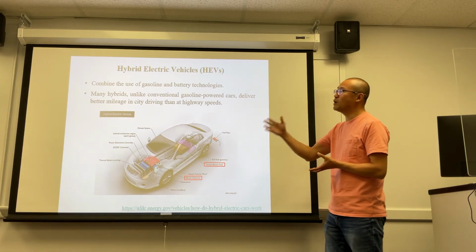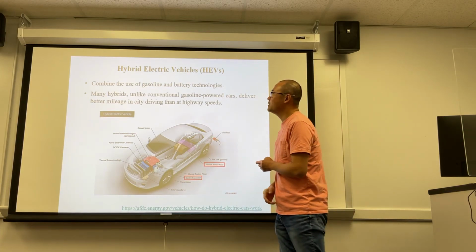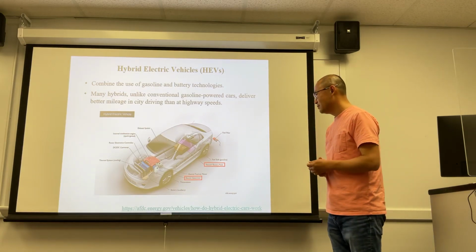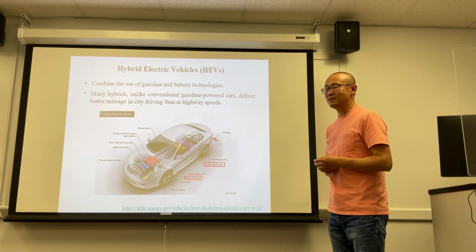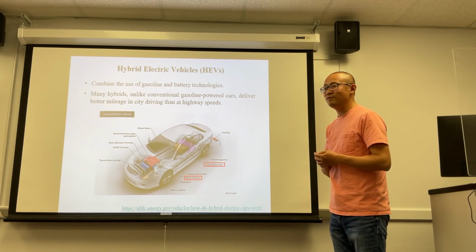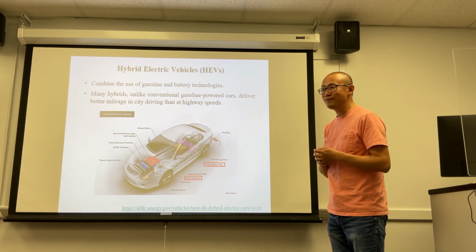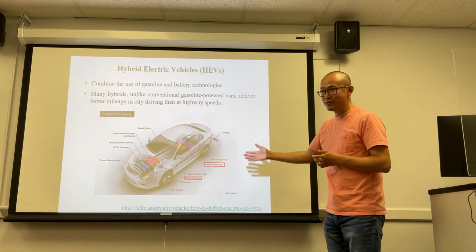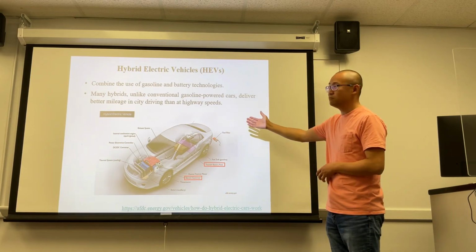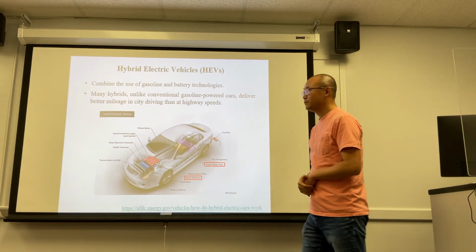The first type of vehicle that uses a battery is called the hybrid electric vehicle. Do you know one of the earliest models of hybrid vehicle? It's everywhere. Is it the Prius? Toyota Prius. What is a hybrid vehicle? It's a combination of gas and battery in a vehicle.